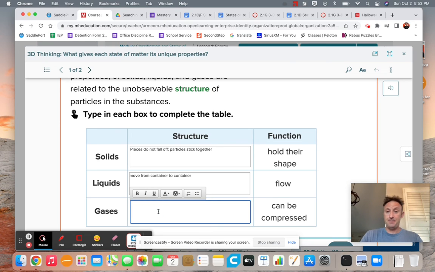And for gases, their function is that although they flow, they can also be compressed, they can be squished. So the structure of that is going to be that they can be squeezed into smaller places. And so the function is definitely related to the structure of how those models work.